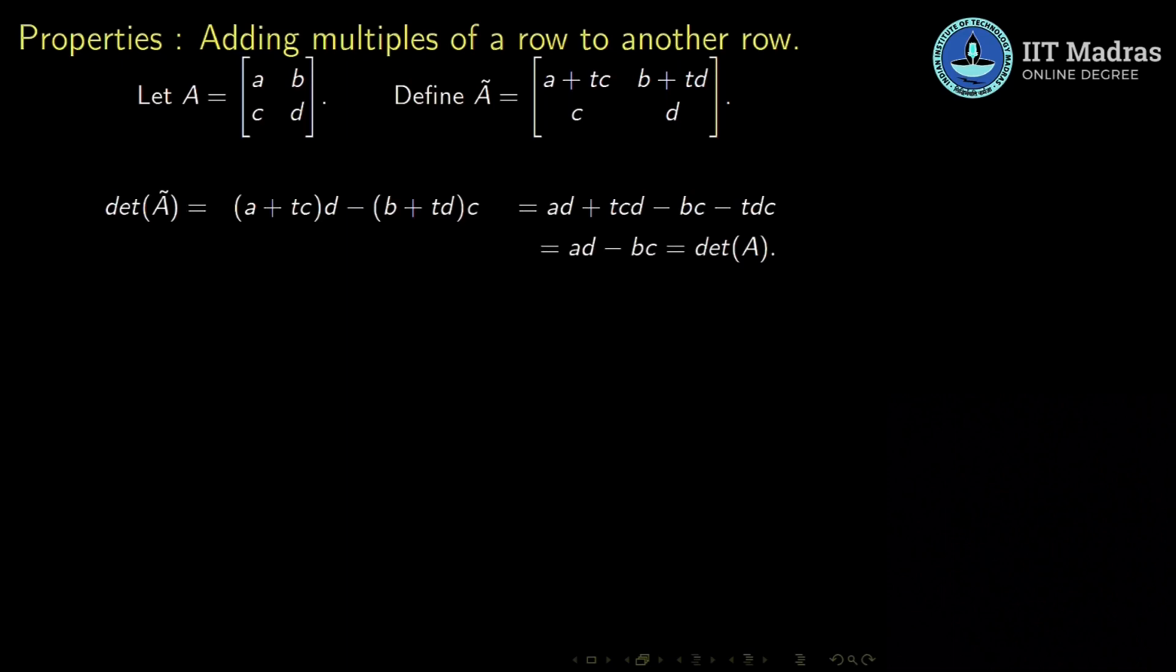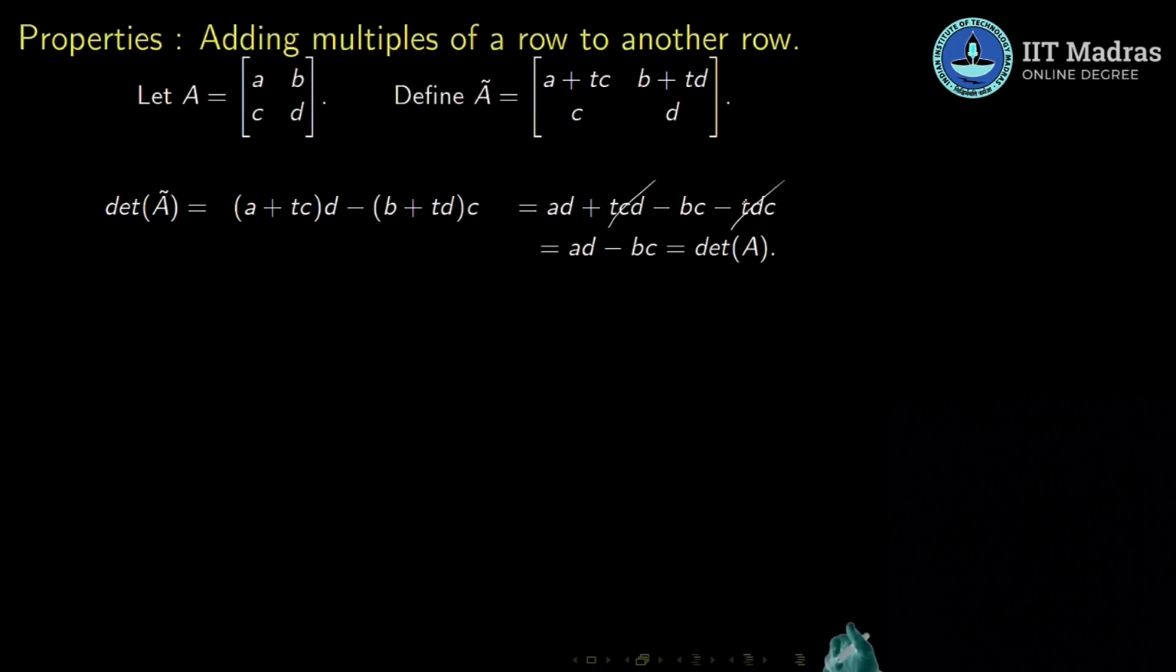So, let us compute the determinant of A tilde. The determinant of A tilde is (A plus T times C) times D minus (B plus T times D) times C, and let us expand the brackets. If you expand, you get AD plus T times CD minus BC minus T times DC, and you can see that the T times CD and the T times DC cancel out, and we are left with AD minus BC, which is exactly the determinant of A.